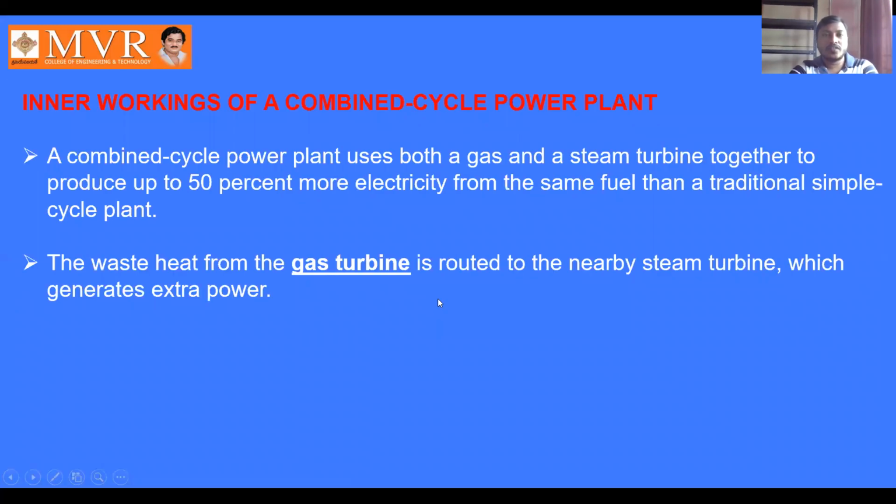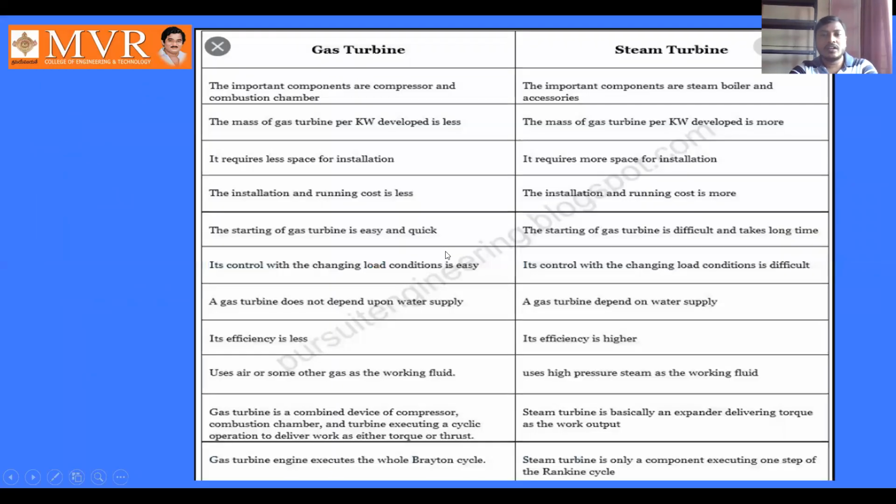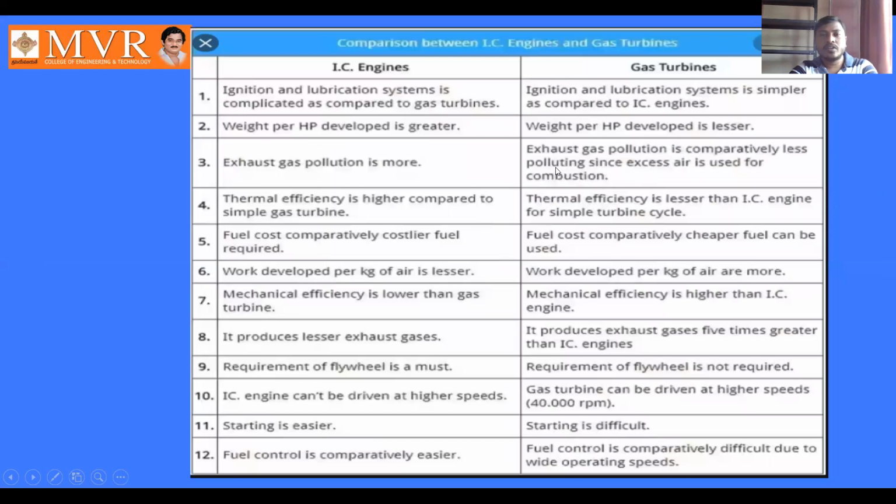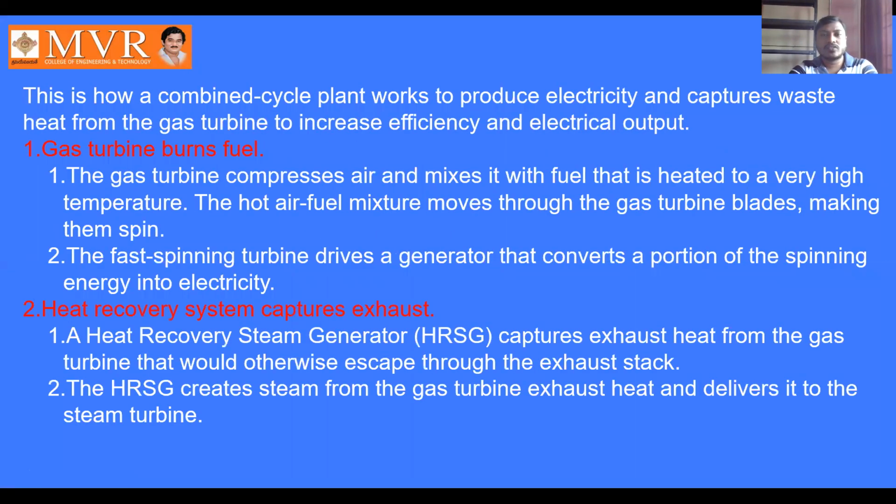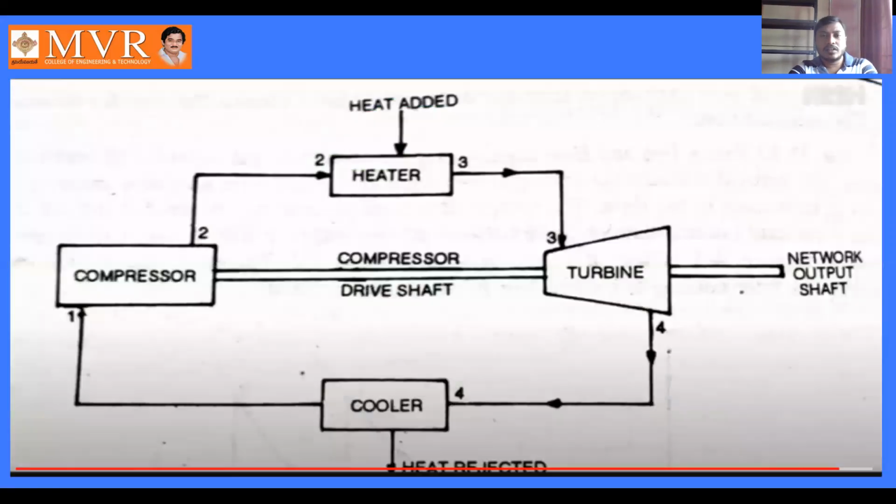And we have the combined cycle power plant, where the waste heat coming out from the gas turbine is routed to the steam turbine for generating 50% more electricity. That is how we use a combined cycle. And we know the comparisons of gas turbine versus steam turbine and of IC engines and gas turbines. This is what we have studied in this lecture.